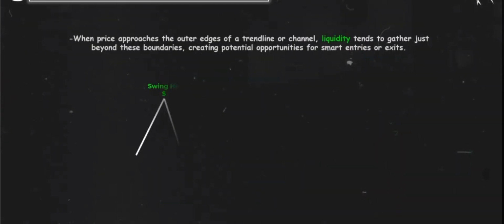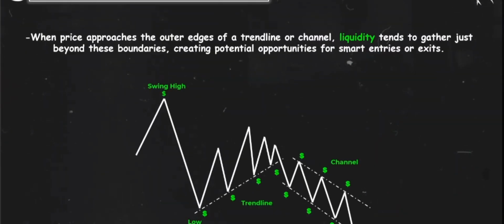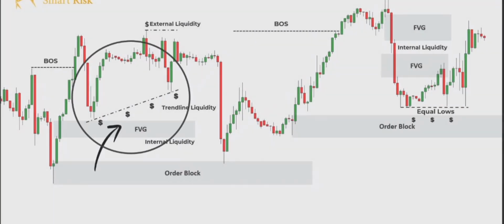Dynamic trend lines and price channels attract liquidity as well. When price approaches the outer edges of a trend line or channel, liquidity tends to gather just beyond these boundaries, creating potential opportunities for smart entries or exits.